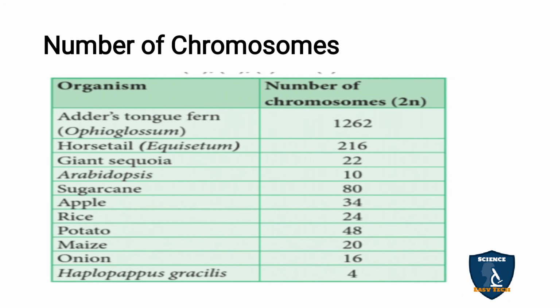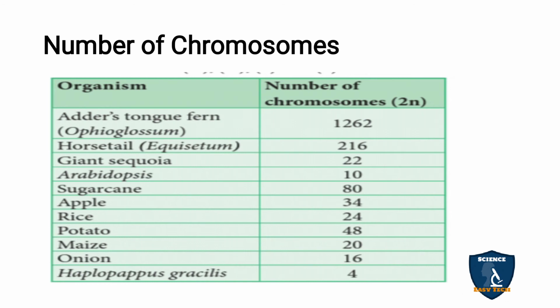So the number of chromosomes, they may ask in 1 mark here. The first one is adder's tongue fern, Ophioglossum. The number of chromosomes in 2n is 1262. Horsetail, Equisetum, 216. Giant sequoia, 22. Arabidopsis, 10.